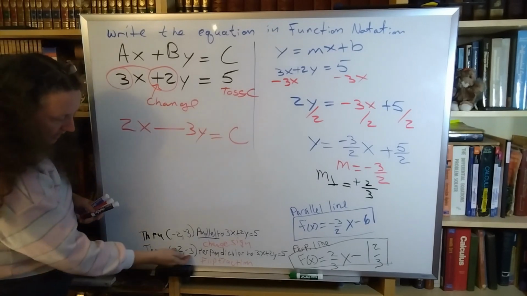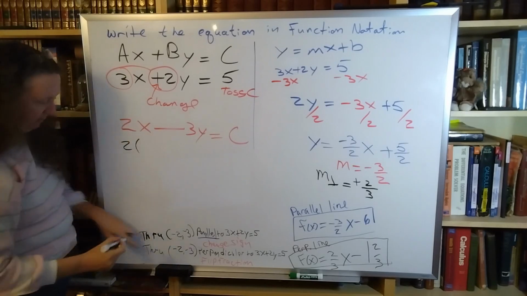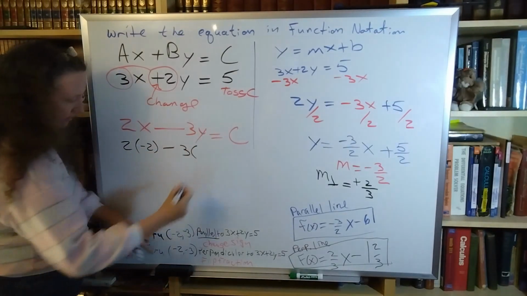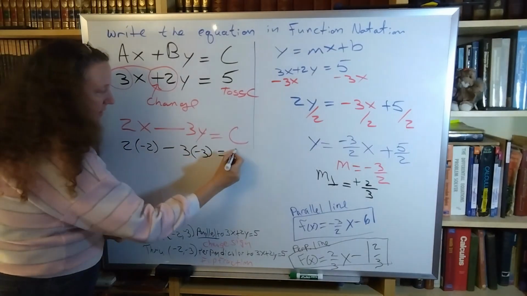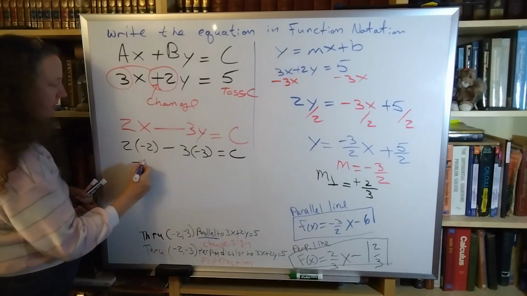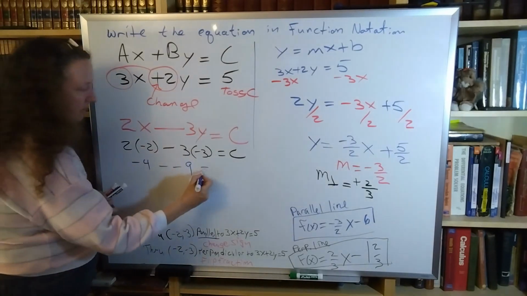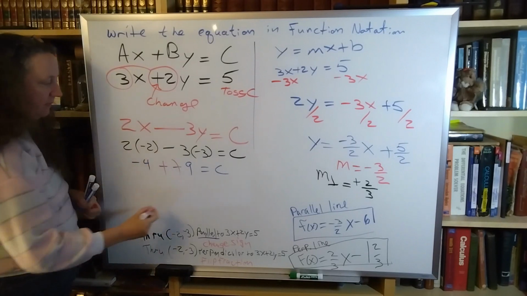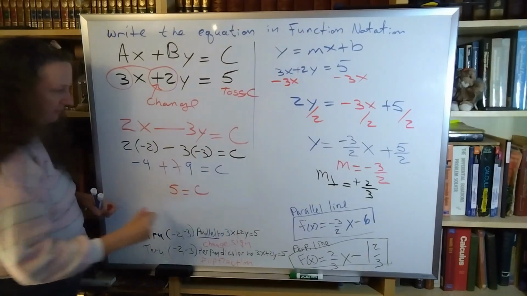Plug in my x comma y down here. So I have 2 times negative 2 minus 3 times negative 3 equals c. So that's negative 4 minus negative 9 equals c. I have that double negative there. Add this together and I get 5 is c.